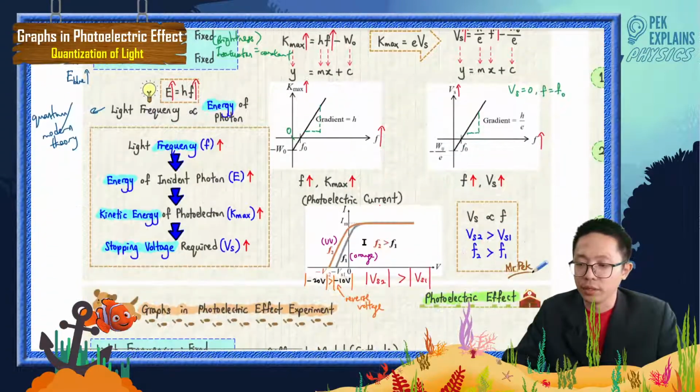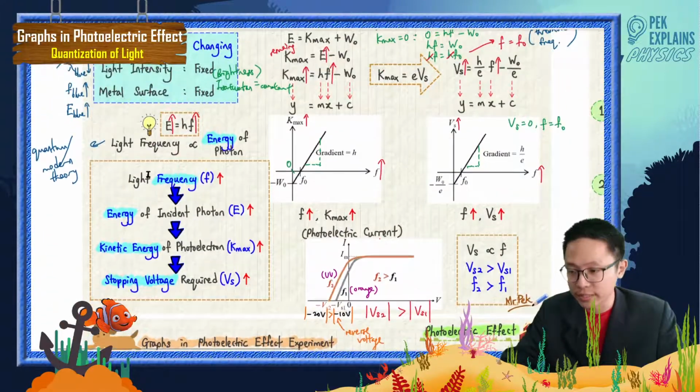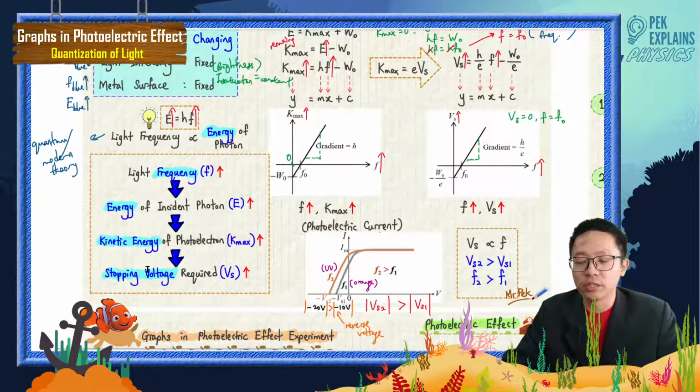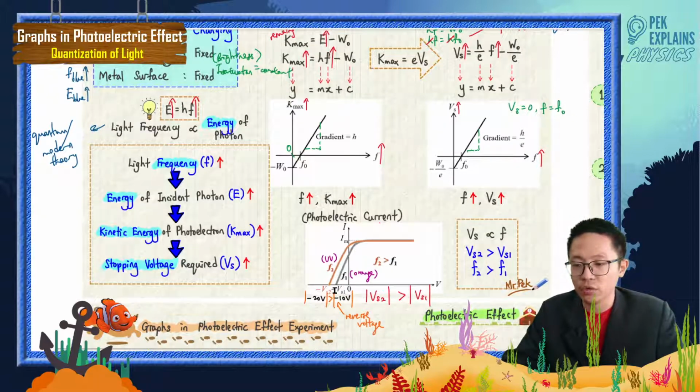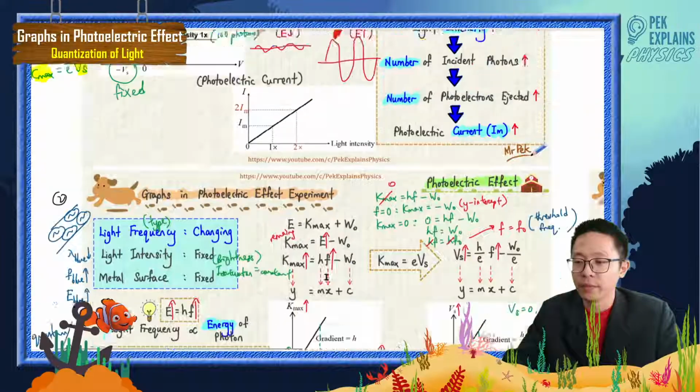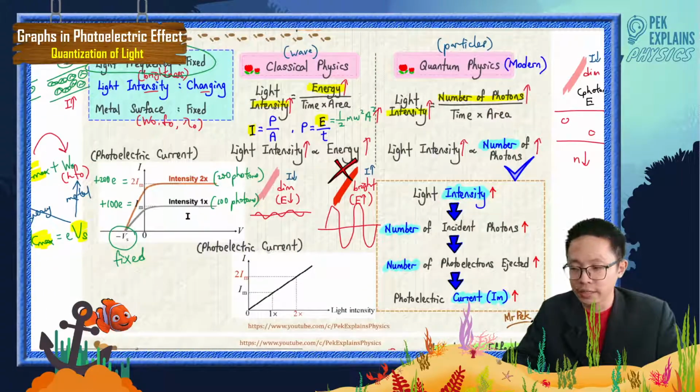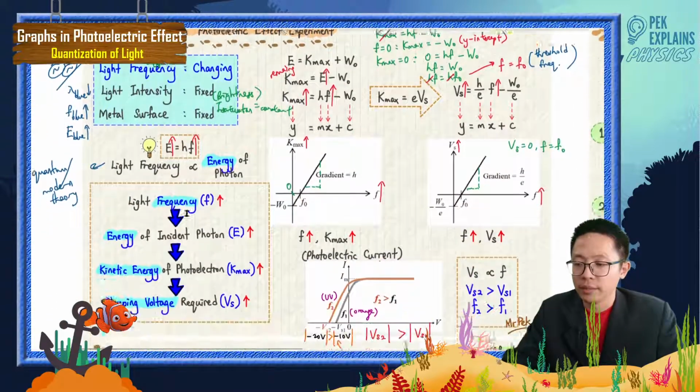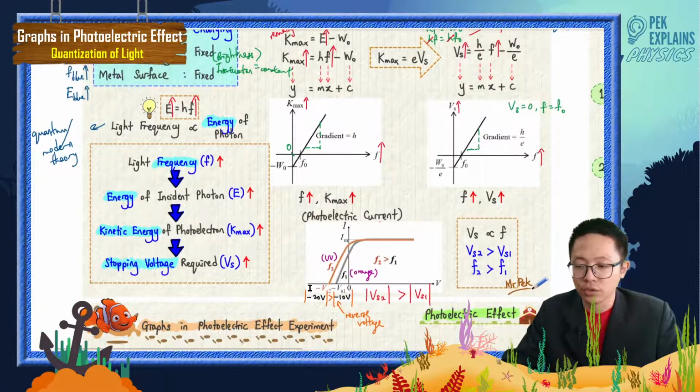But for frequency, it will change the stopping potential. It changes the voltage, but the current is constant. Only the voltage changes. Intensity changes current, but frequency changes voltage.